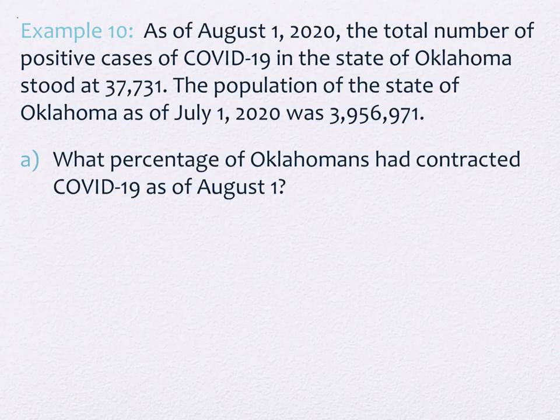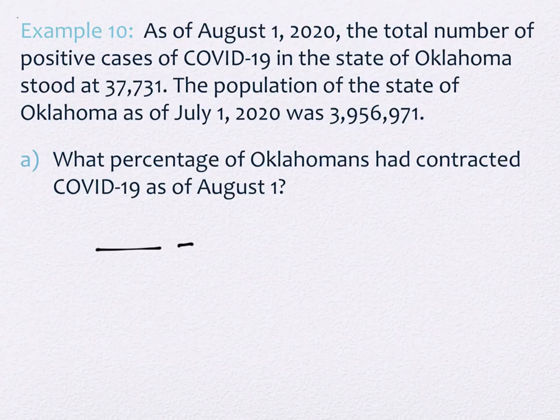Okay, good. The actual population count at that time is 3,956,971. Okay, everybody good? There's a number of people who have had or currently have COVID at that point, the total count that they had, and then there's the total number of people in the state. So question number 1 wants to know what percent of the Oklahomans at that date had contracted COVID-19.